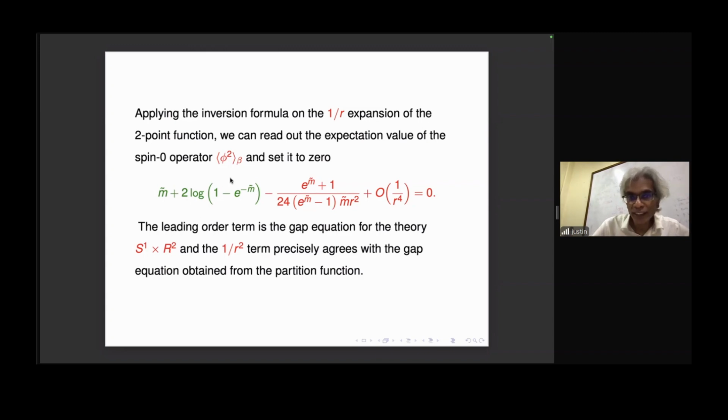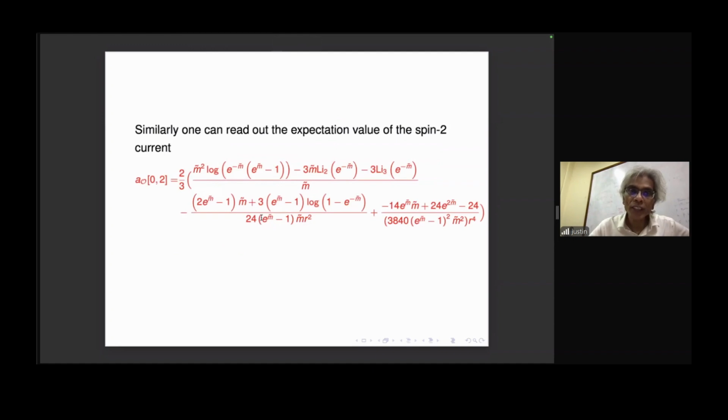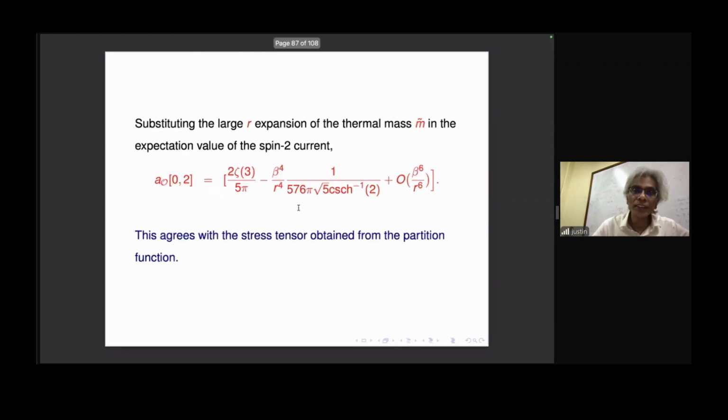But here, order by order, we have to do the inversion. And here is the leading term. I've set beta equals 1 so that it's simple to see. So the leading term and the 1 by r term agree with the one which we got from the partition function. And here is the spin 2, and once you substitute the gap equation, it reduces to the stress tensor partition function.